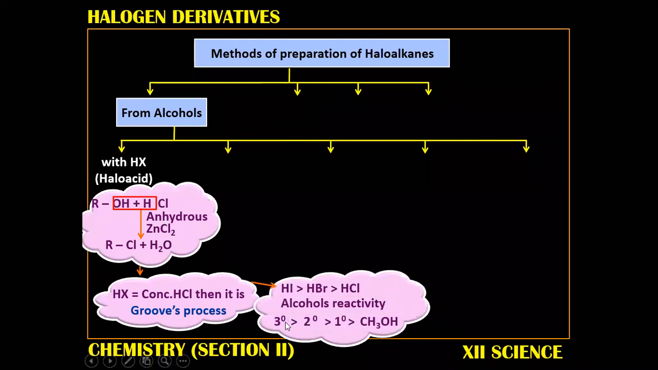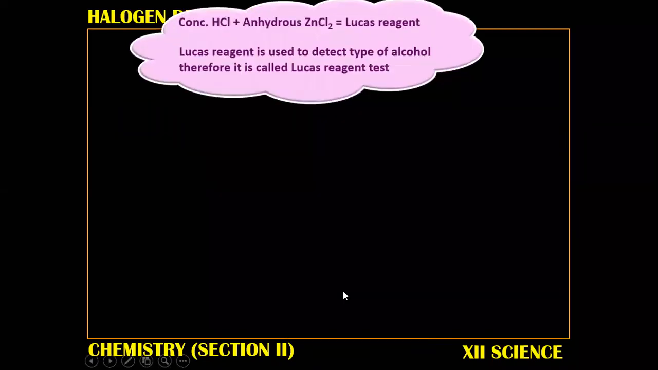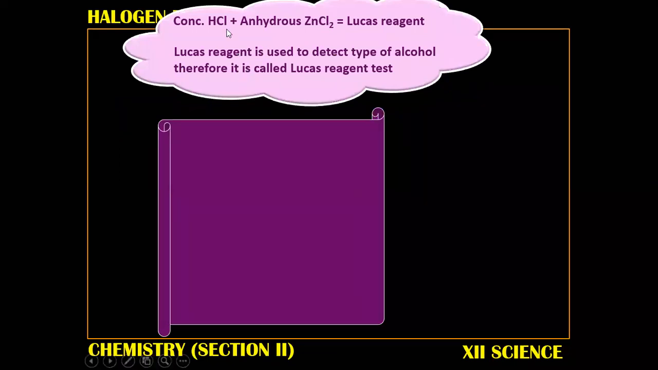Here, the reactivity of alcohol is: tertiary alcohol reacts immediately, then secondary, then primary, and then methyl alcohol. The reactivity of halo acid is HI, HBr, and then HCl. I told you that HCl and anhydrous zinc chloride together is called Lucas reagent. This Lucas reagent is used to detect the type of alcohol. Therefore, it is also called the Lucas reagent test.